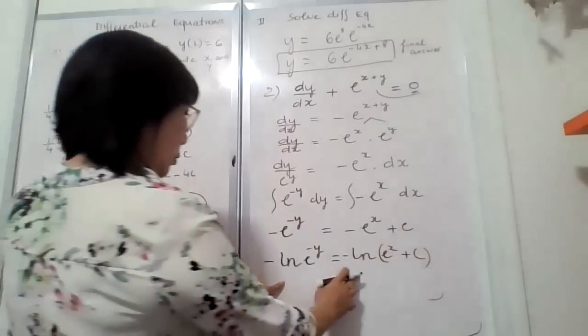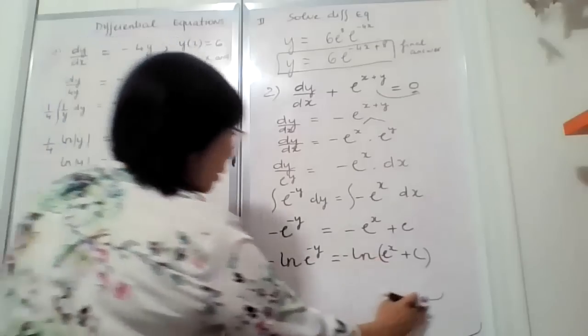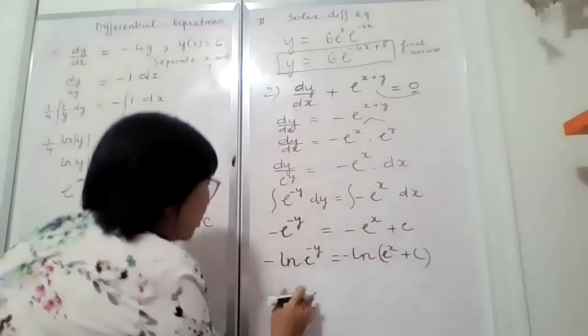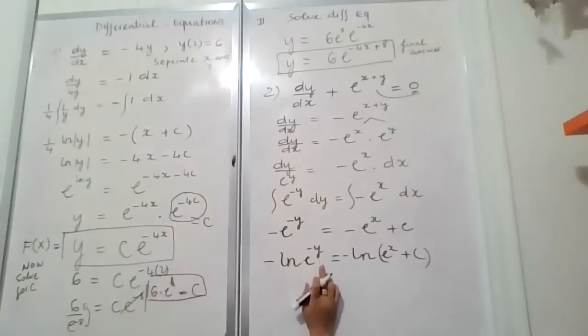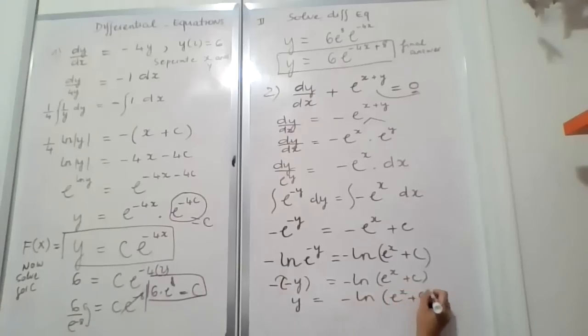Now, because they both minus, right? But let's leave it for now, okay? So now I'm going to say minus ln e to minus y equal minus y. Ln e to minus y equal minus y equal ln e to the x plus c. And this will become y, it's minus, right? Positive, right? Negative to negative, positive. And this is our answer.